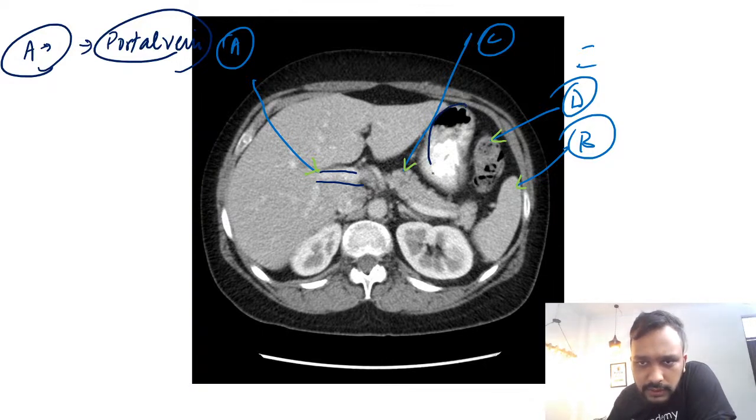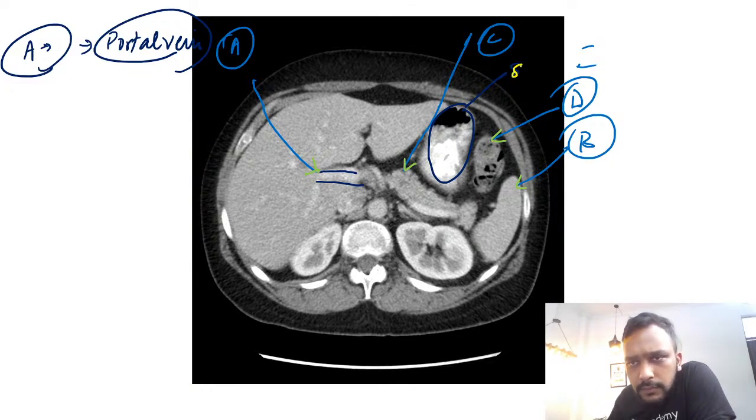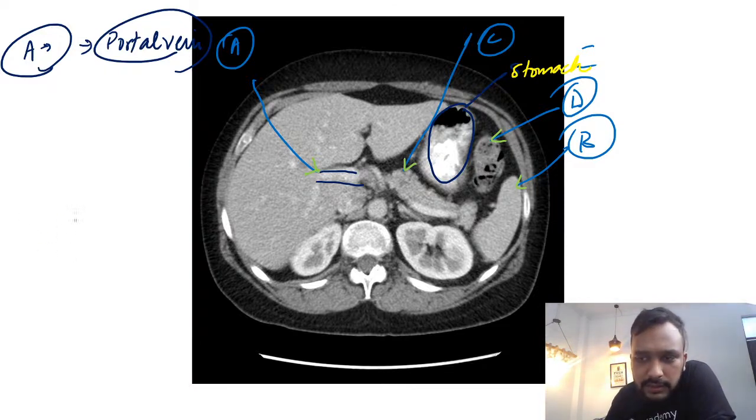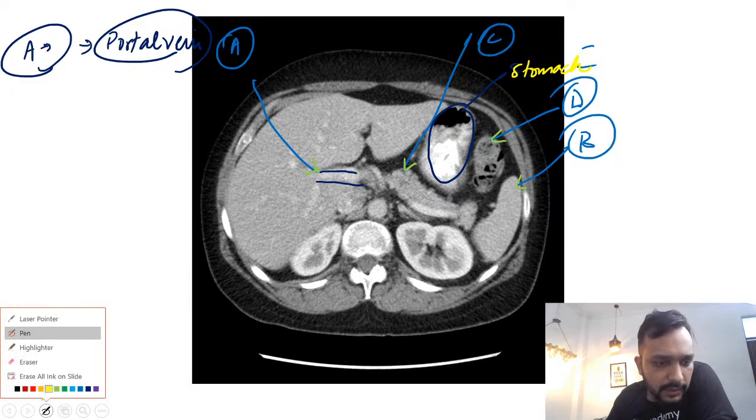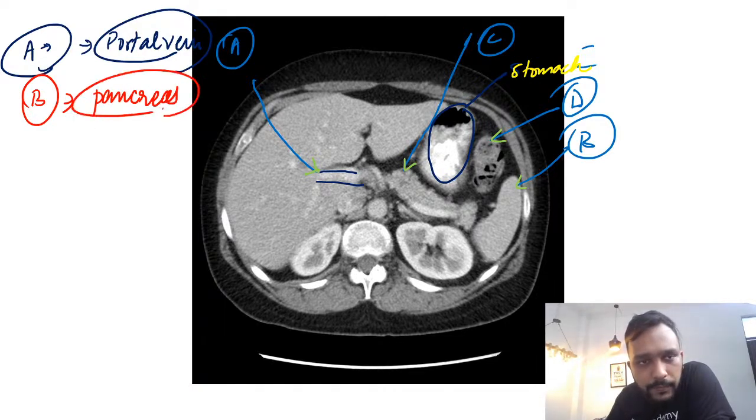So structure B, this is your stomach, okay? The structure that is seen just behind the stomach, this is your pancreas, right? The structure just behind the stomach is your pancreas, labeled as C in this image.